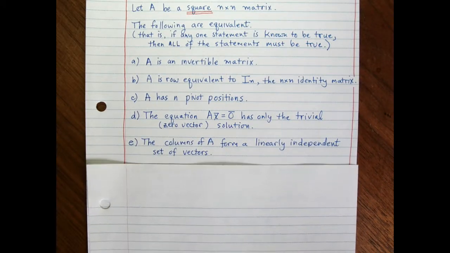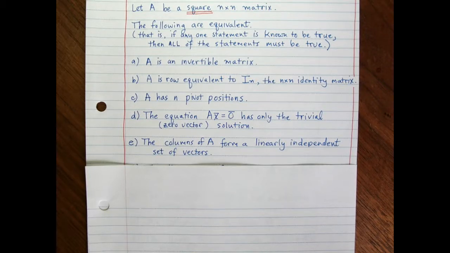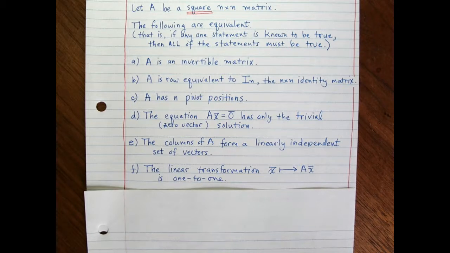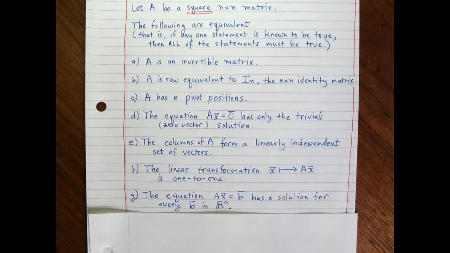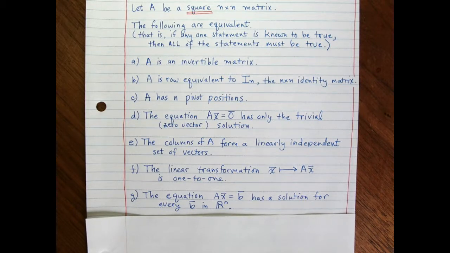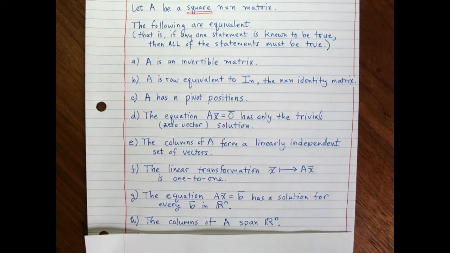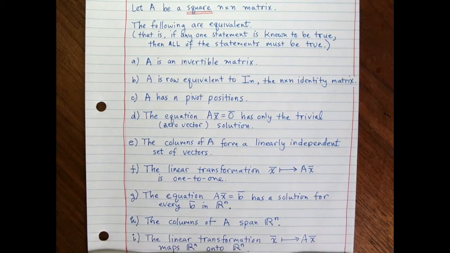Part E, the columns of A form a linearly independent set of vectors. Statement F, the linear transformation that takes x to Ax is 1-to-1. Statement G, the equation Ax equals b has a solution for every b in Rn. Then we have H, the columns of A span Rn.